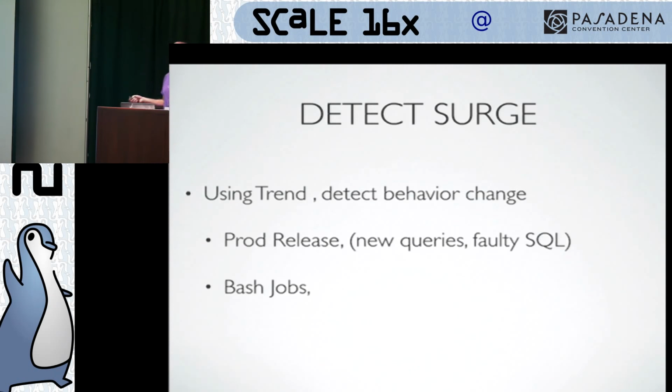Batch jobs, same thing. You deploy a batch job on production, you can affect production. You can affect master and your slaves because you have a script that runs that deletes too many rows.